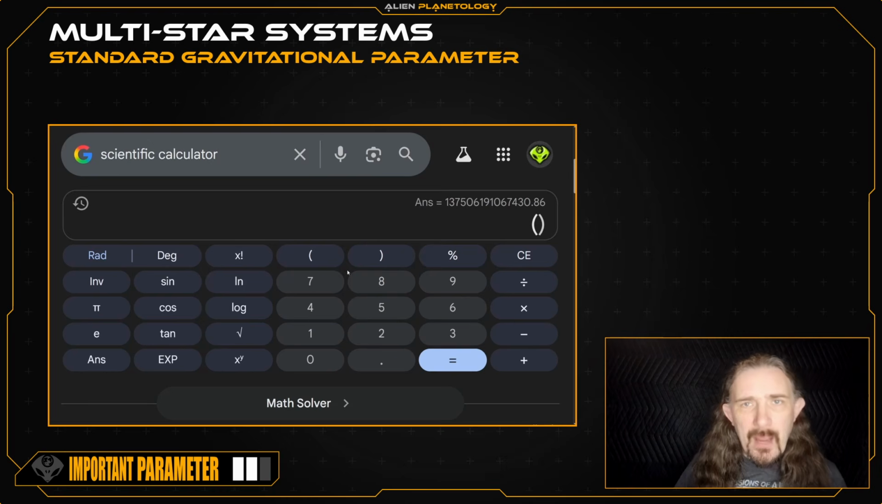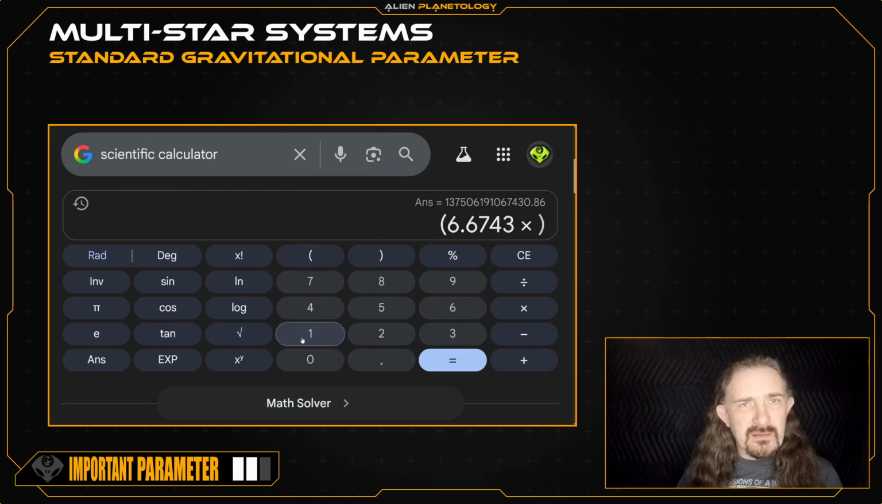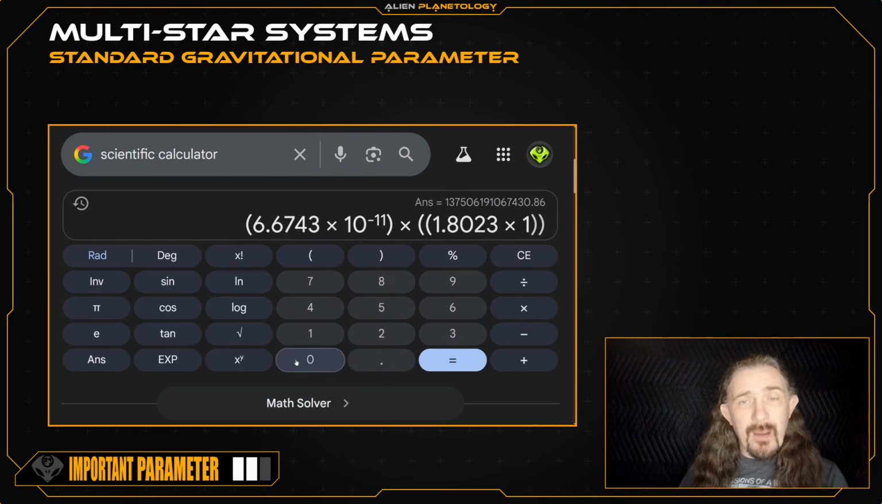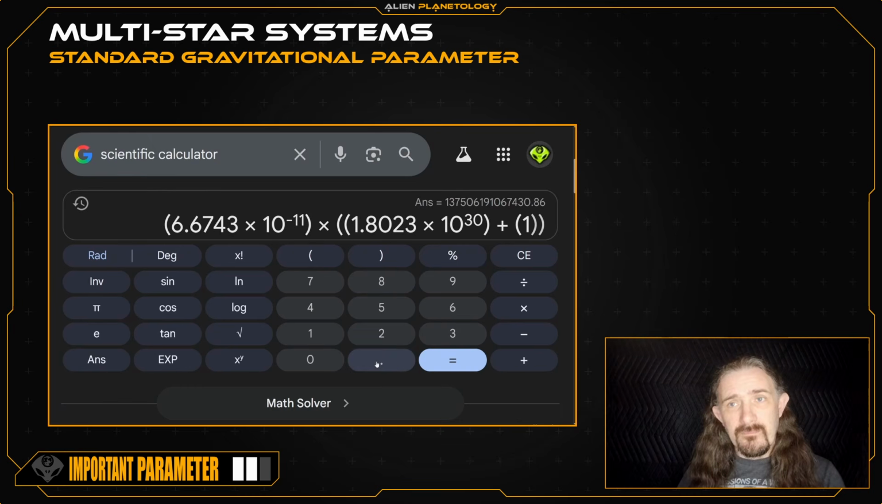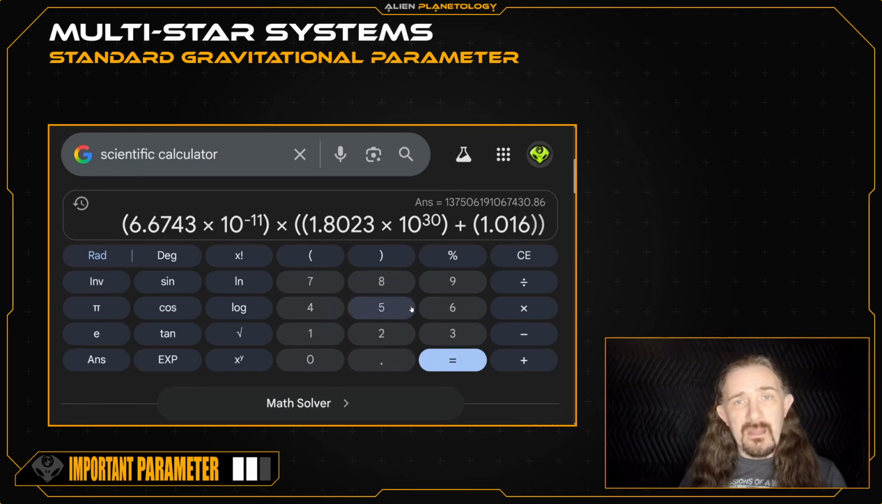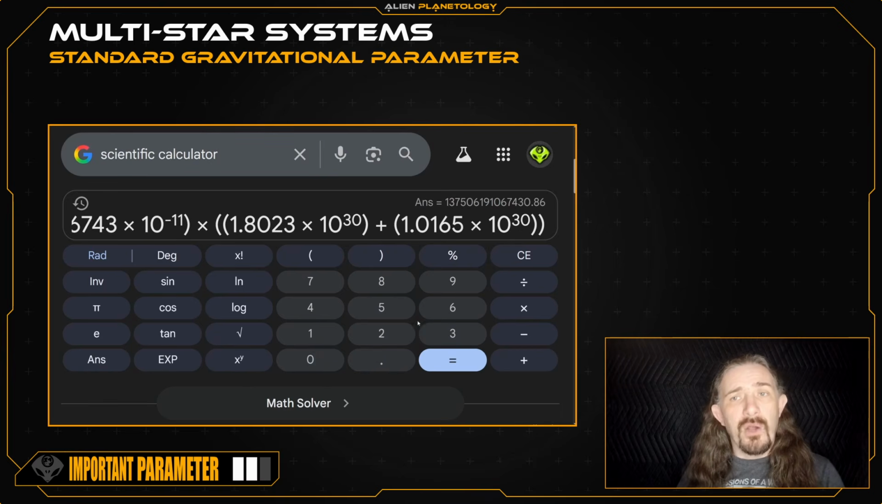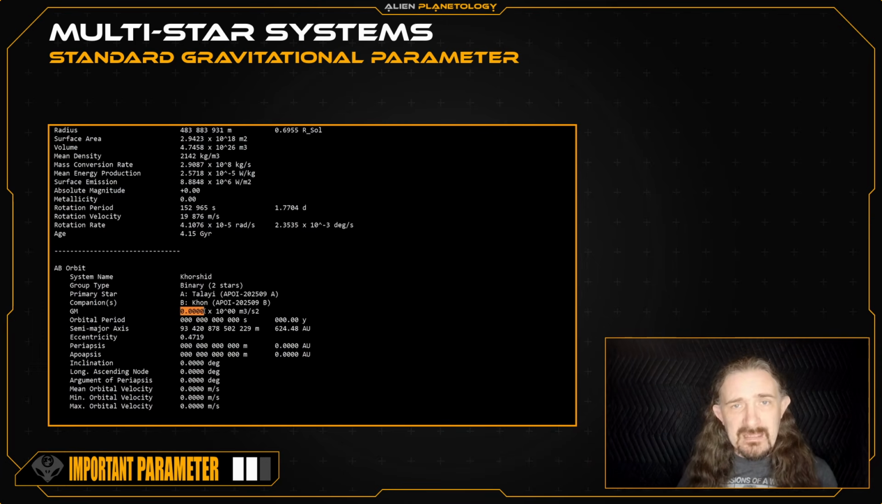So on my calculator, I'm going to enter the gravitational constant, in parentheses, 6.6743 times 10 to the power of negative 11. Then multiply and open two parentheses. I'll enter the mass of the primary star, close one parenthesis and add, open another parenthesis and enter in the mass of the secondary star. Then close both open parentheses. Your equation should look something like this. I press equals and then I'll add this value to my SAP sheet.